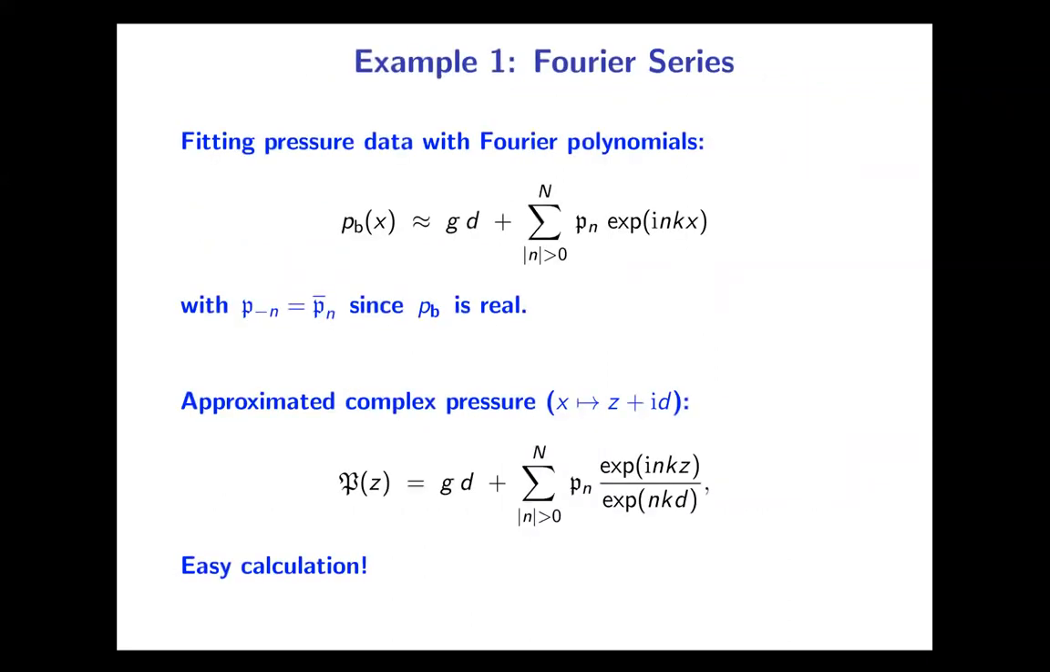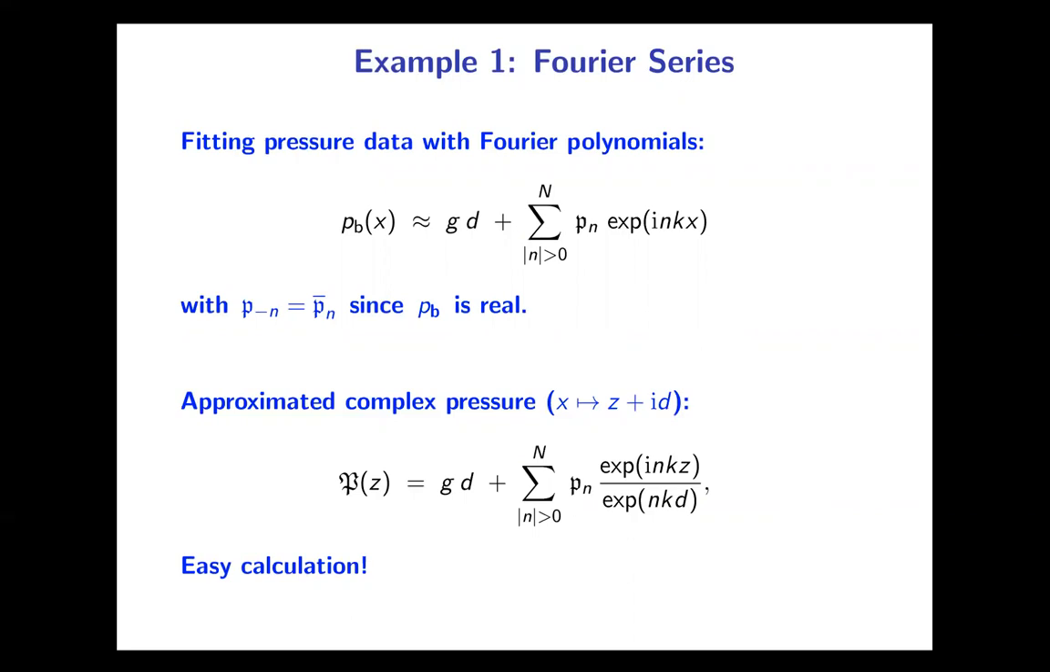So now, how do we proceed? Just to give you an example, I have data from the pressure at the bottom. And if my data look like a discrete periodic wave, I can make a Fourier interpolation, for instance, of this data. So I can fit a Fourier polynomial to a certain order, let's call it capital N.